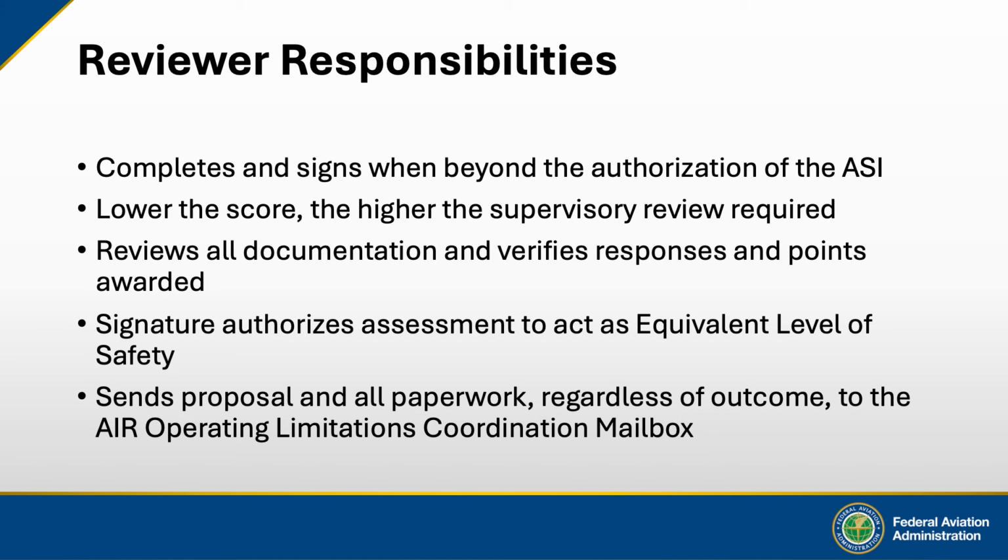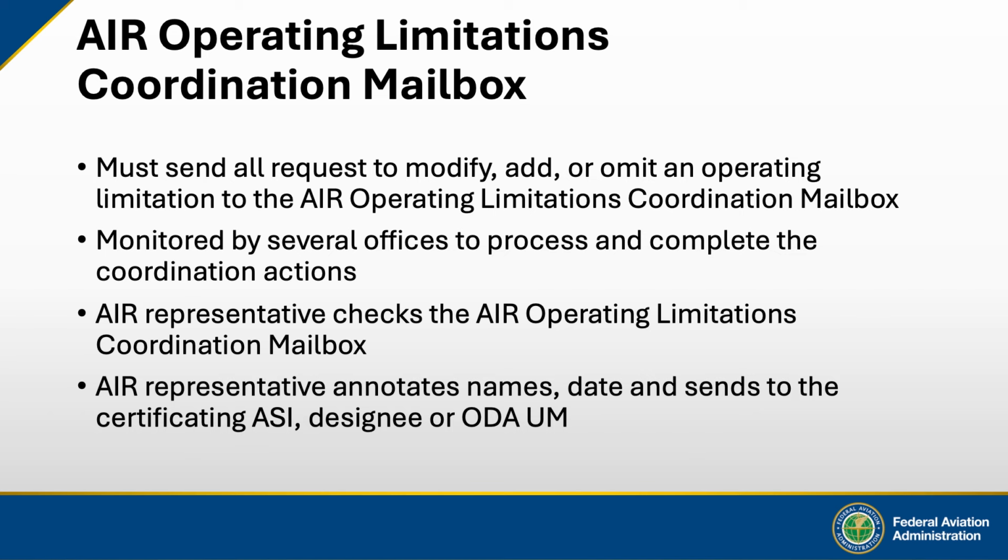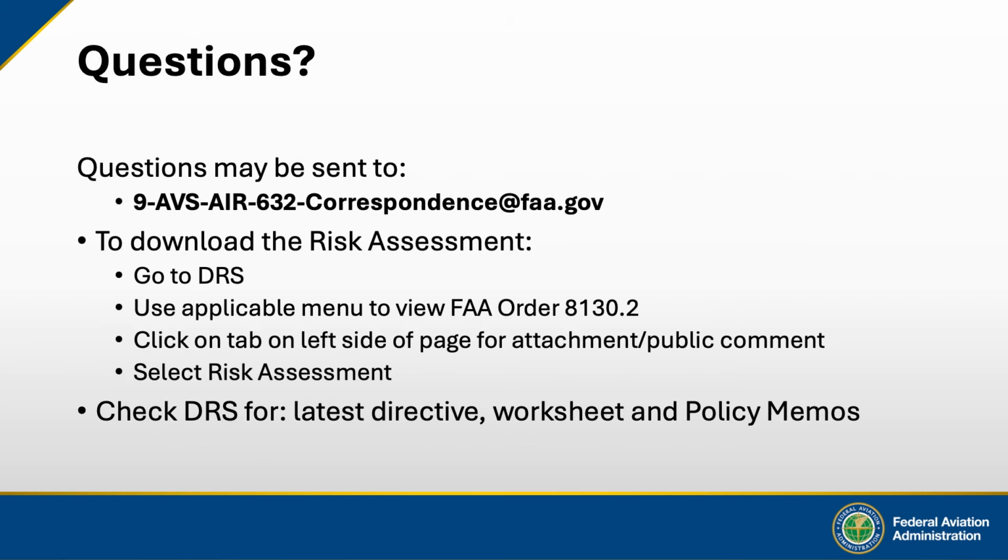Regardless of the level of the reviewer, once the points are totaled and scored, the proposed request to modify or omit an operating limitation must be sent to the Operations Limitations Coordination mailbox. Requests to modify, add, or omit an operating limitation must be submitted to the Air Operating Limitations Coordination mailbox. The coordination mailbox is monitored by several offices to process and complete the coordination actions. After the coordination is completed, the air representative will check the coordination box as complete on the risk assessment worksheet, annotate the name, date, and Office of Primary Responsibility coordinators, and send the assessment to the certificating ASI.